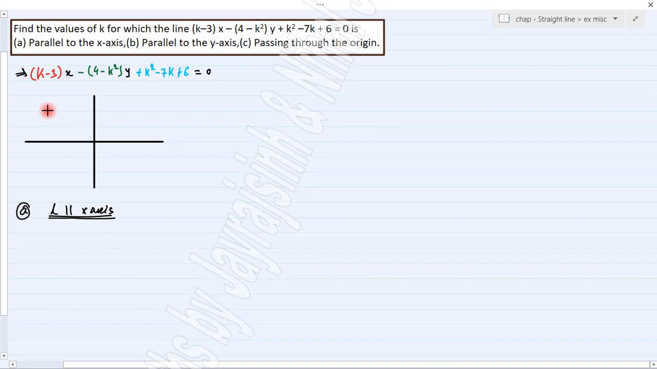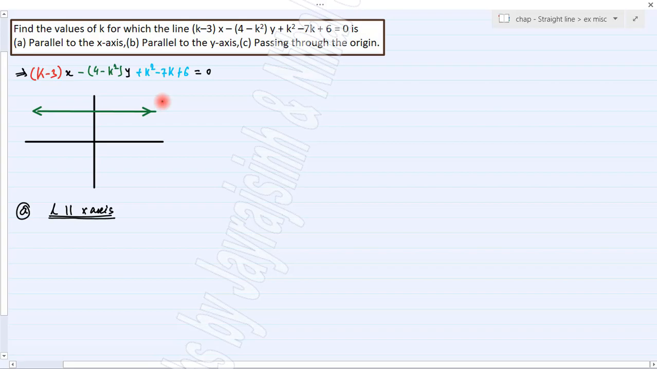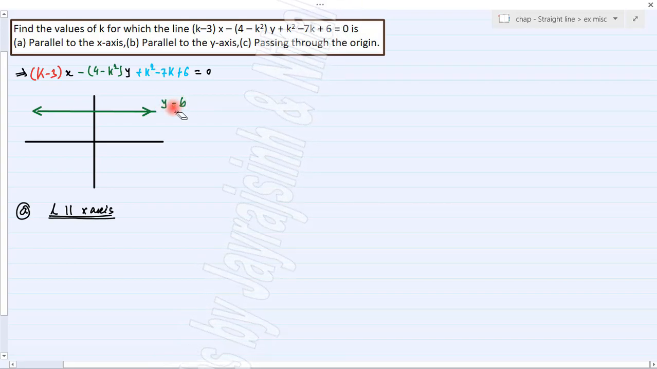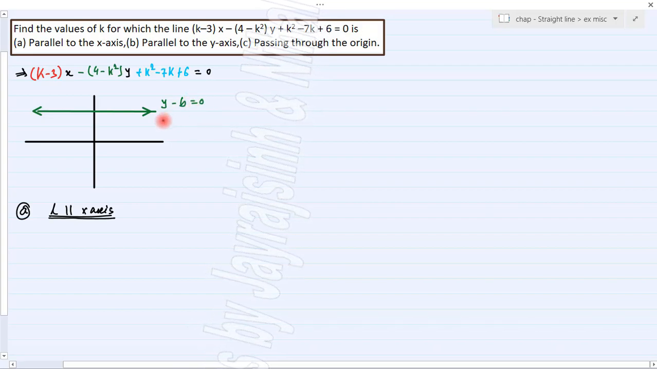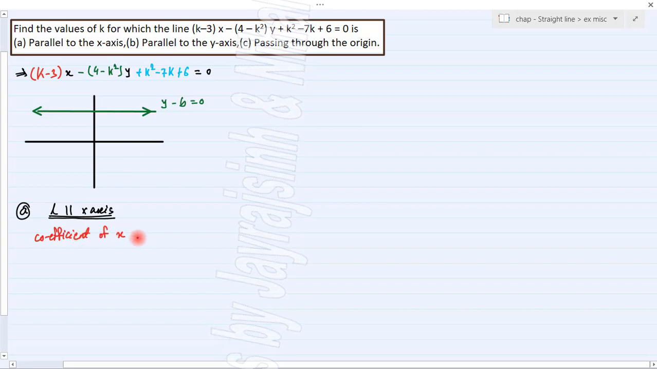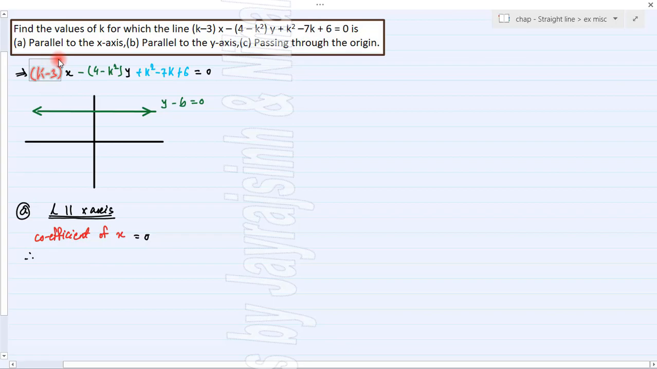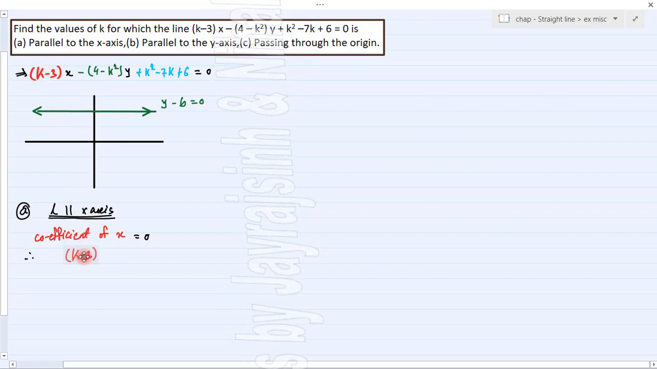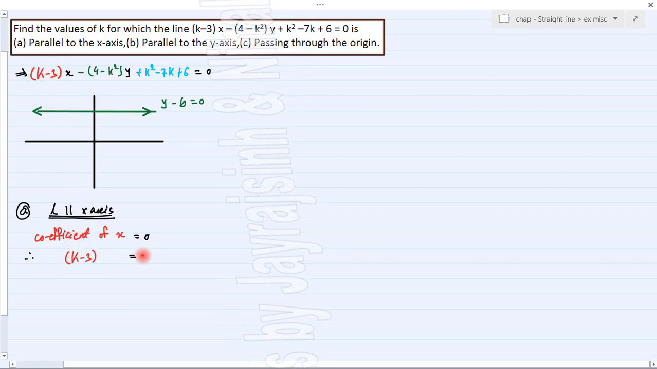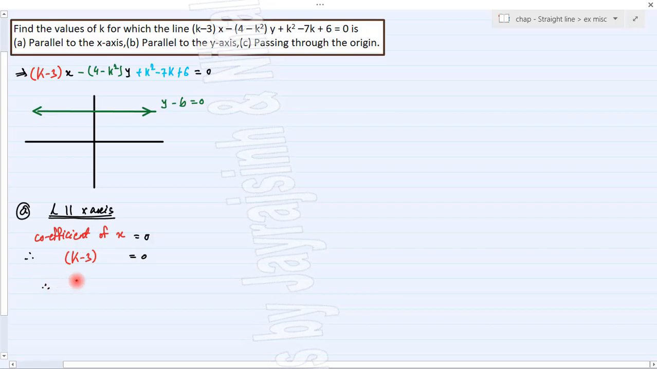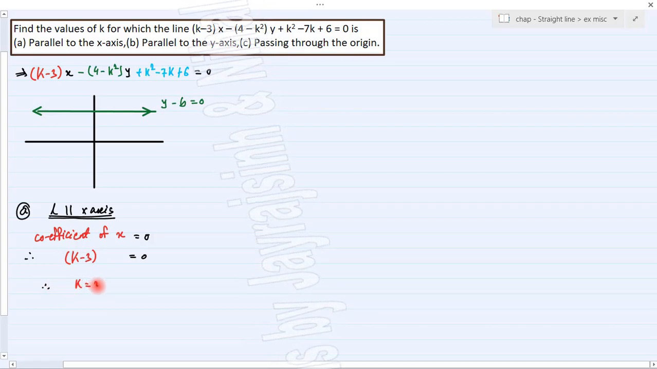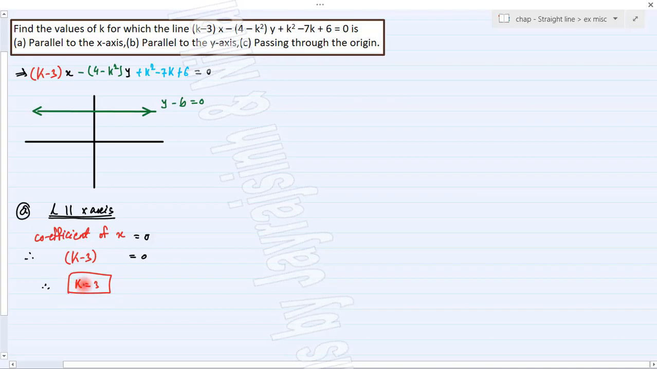Now we know that any line which is parallel to the x-axis can be represented by y is equal to constant, or we can say y minus b equal to 0. So as you can see, the coefficient of x must be 0. So in our equation of line, the coefficient of x is given by k minus 3, which must be 0. So you'll get k is equal to 3 for your first case.